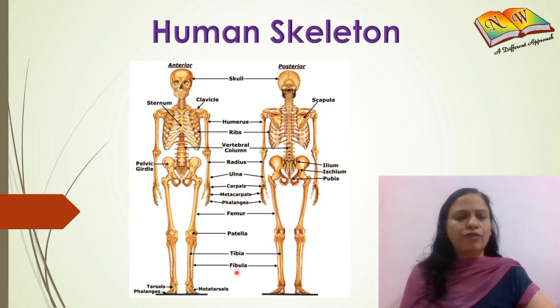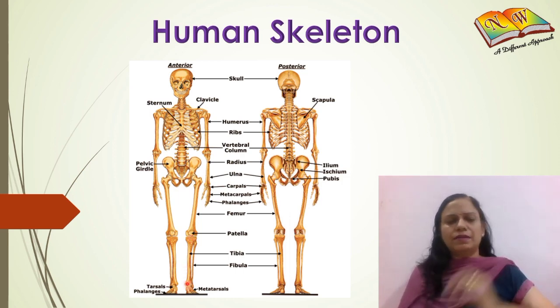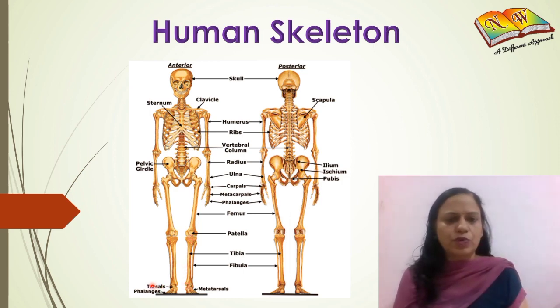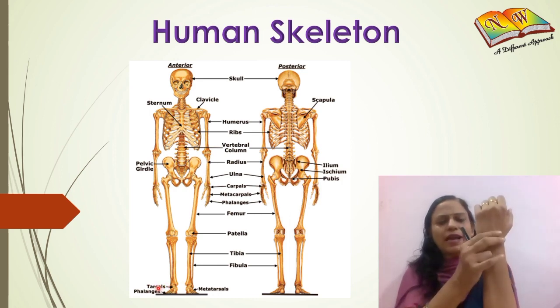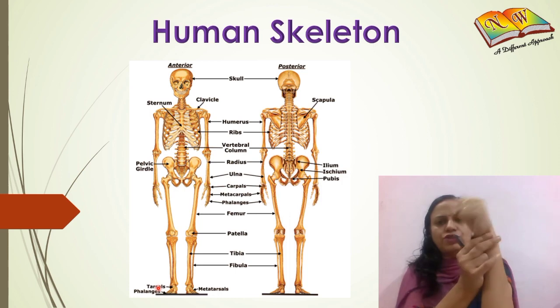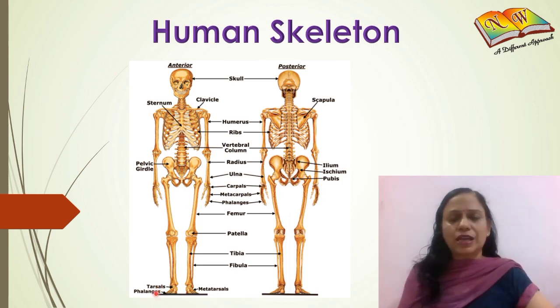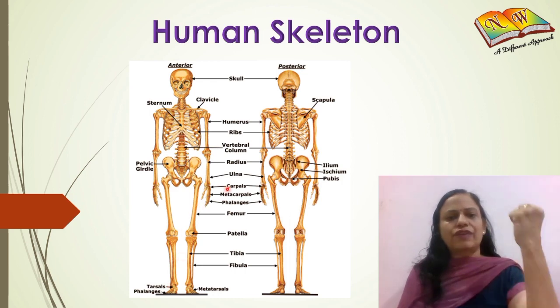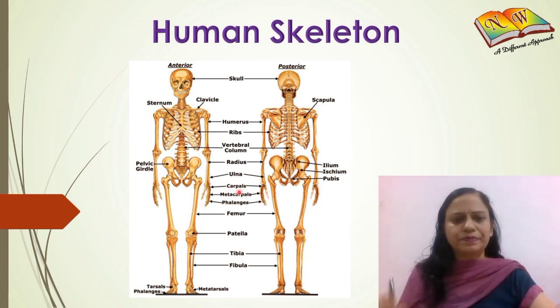So tibia and fibula, these are two bones that are connecting your feet to your femur, and then there is a bunch of small bones which are known as tarsals. You also have similar small little bones here at your wrist, which enable the wrist to move around. Similarly, they also enable your foot to move around comfortably and easily in all the directions. So in case of feet, it is known as tarsals. In case of hands, it is known as carpals.